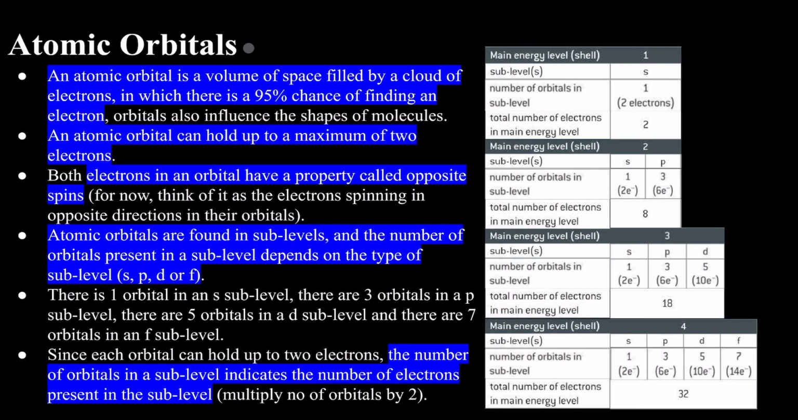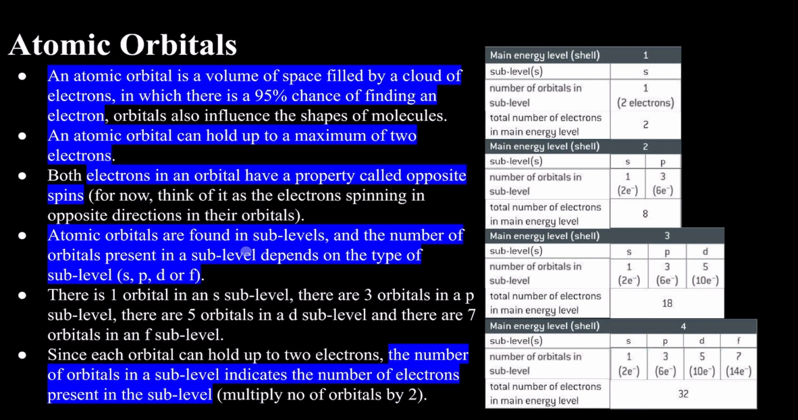So now let's look at the atomic orbitals. An atomic orbital is a volume of space filled by a cloud of electrons in which there is a 95% chance of finding an electron. Orbitals can also influence the shapes of molecules. An atomic orbital can hold up to a maximum of 2 electrons. Both electrons in an orbital have a property called opposite spins. For now, you can think of it as the electrons spinning in opposite directions in their respective orbitals.